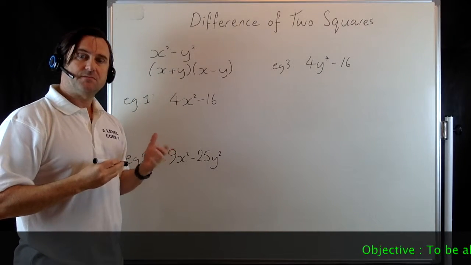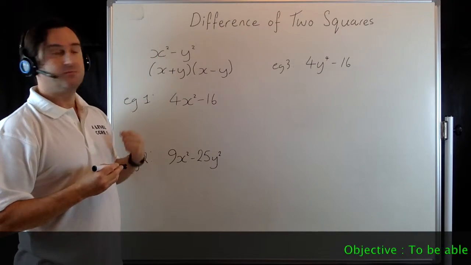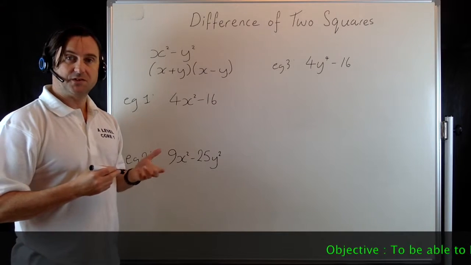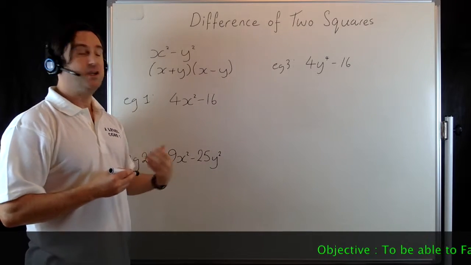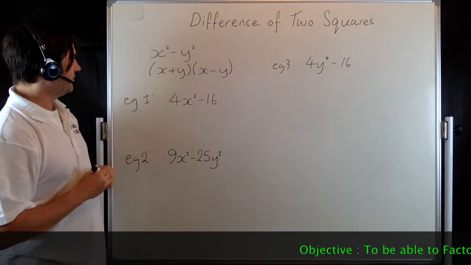The conditions that must be met for this to apply is these must be square numbers. And there must be a negative in between, not a positive. As long as those conditions apply, we can use this format, the difference of two squares. So we'll look at this example then.